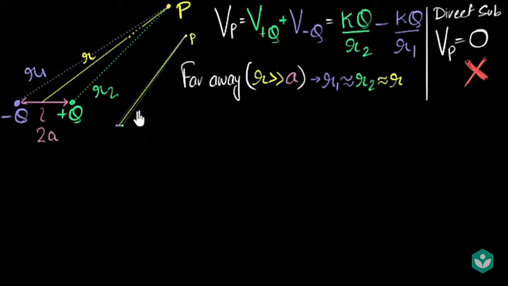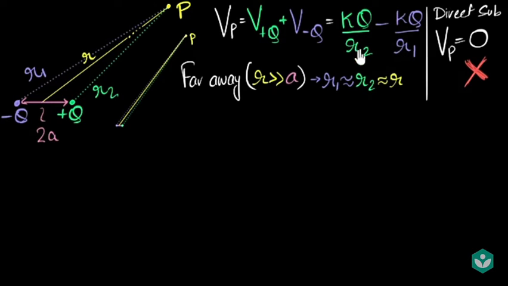Why is that wrong? They are approximately equal to each other, but I know from the diagram that r1 is slightly bigger than r2. The plus q is slightly closer compared to minus q, therefore the potential here must be slightly positive. So there is some slightly small value which is not 0, and my goal is to figure out the expression for that small value. You are getting that, okay? So how do I figure out that expression for the small value?